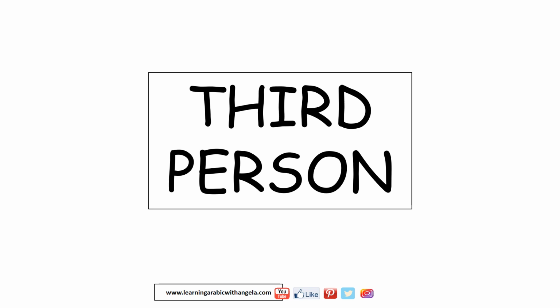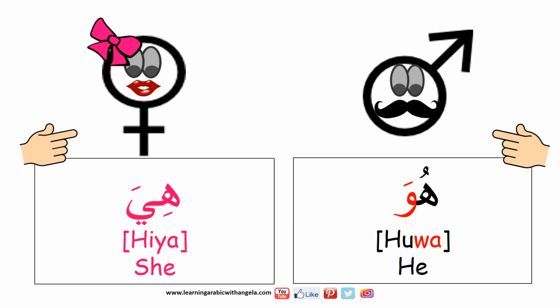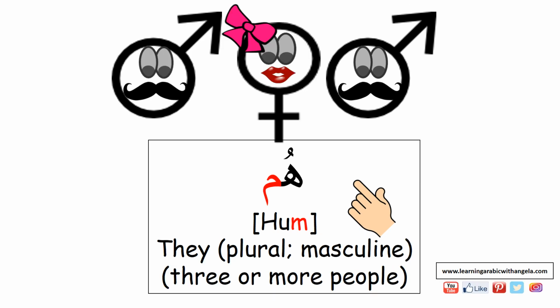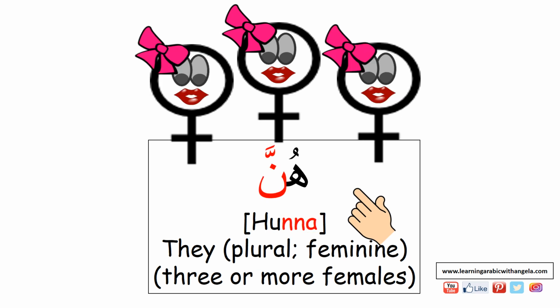Third person. هو, he. هي, she. هما, they, the two of them, or they for the dual. هم, they for the plural masculine when there are three or more people, at least one of them is a male. هن, they for the plural feminine when there are three or more females, all females. هن with a geminated noon.